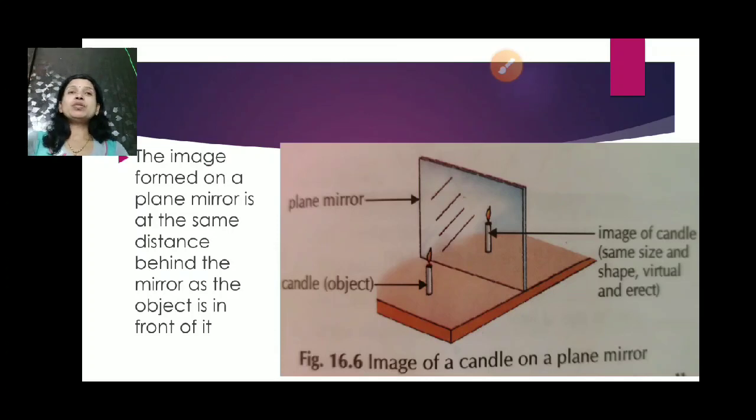So suppose this is the object and this is the mirror. The distance between this object and the mirror, by that same distance you can see the object in this mirror. Whatever distance there is between the two, at that same distance we will see the object in the mirror.